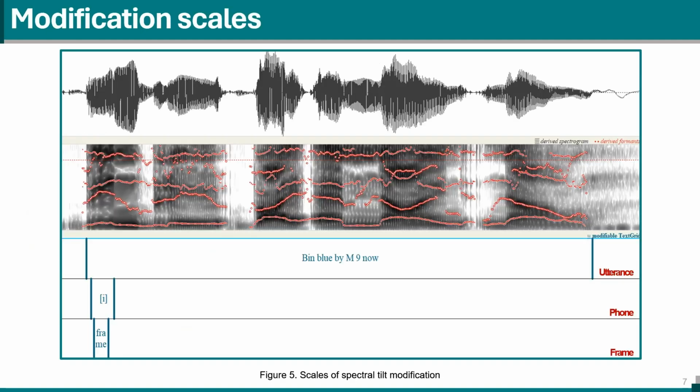These are the modification scales. The first is utterance scale. Utterance scale is a modification for the whole utterance, and phone scale is a modification for each phone. And frame scale is the modification for each frame.